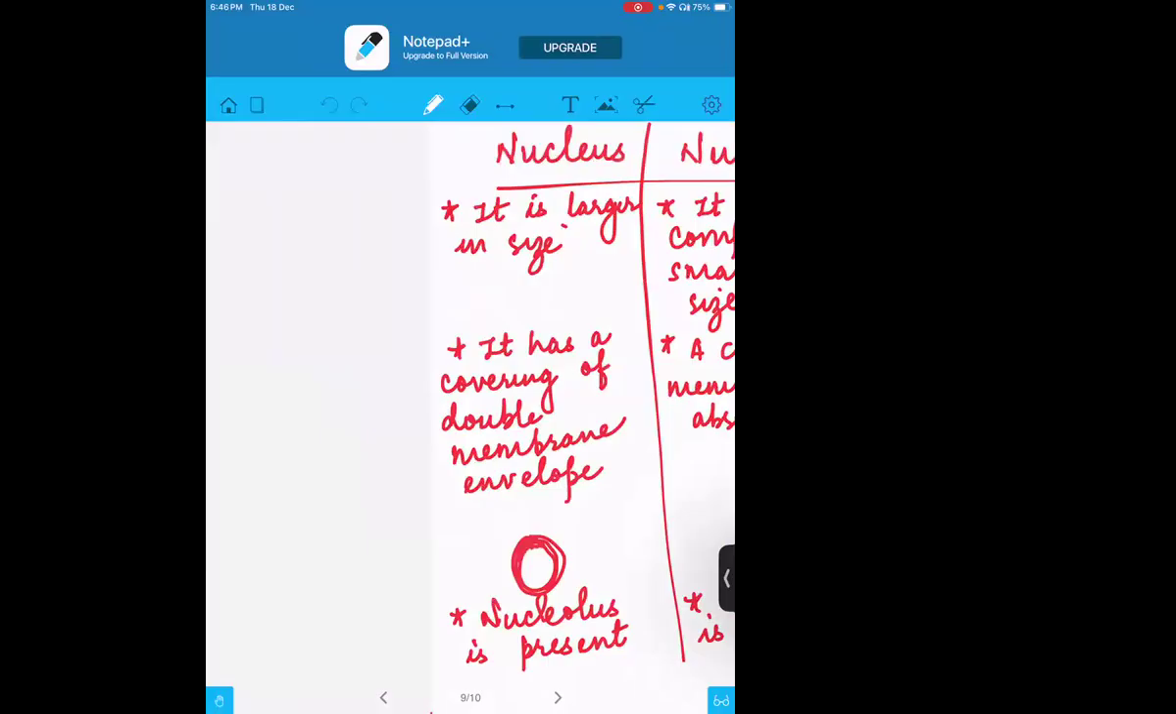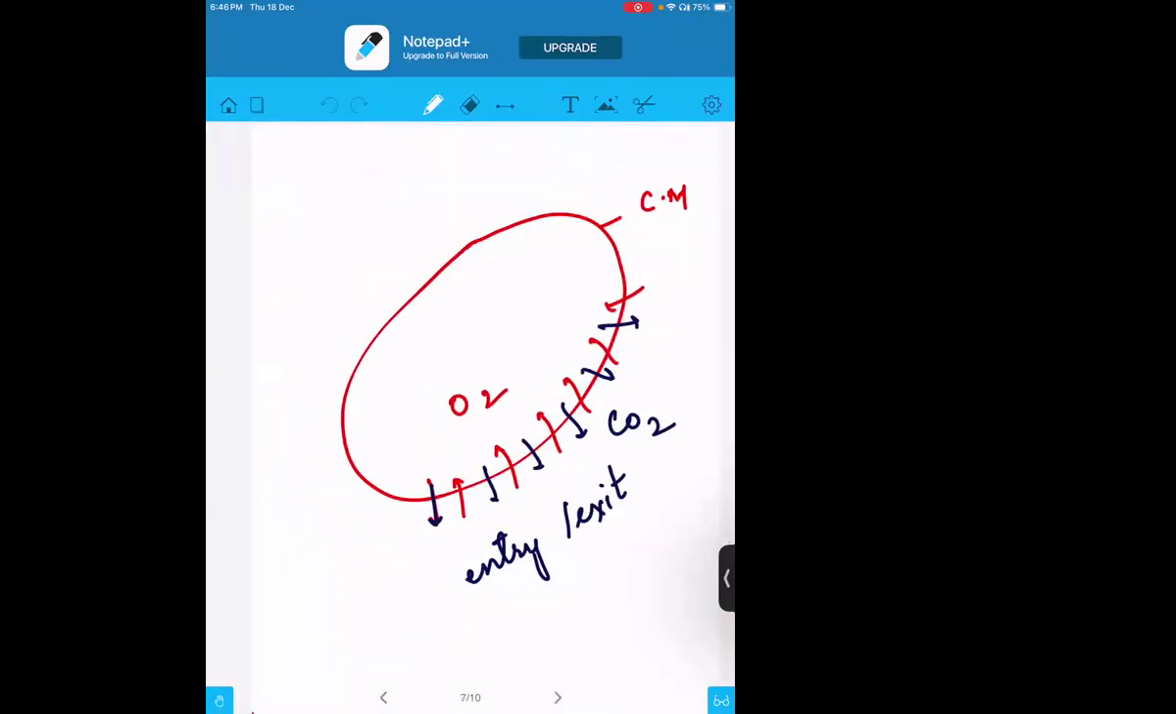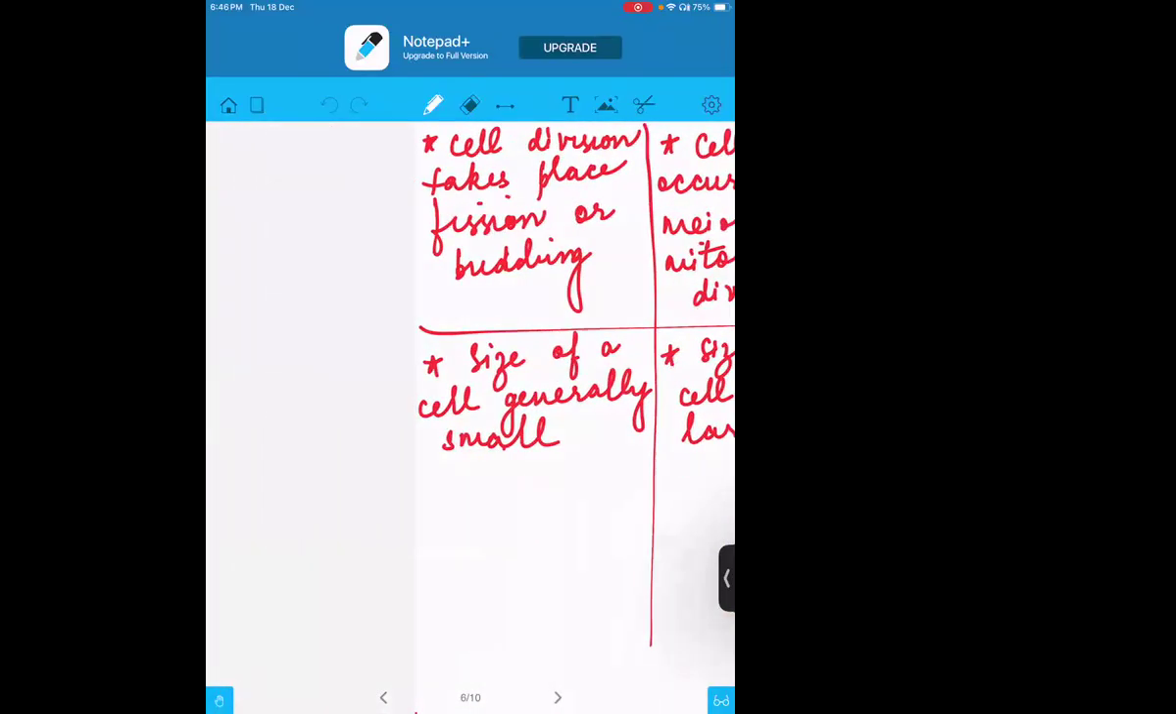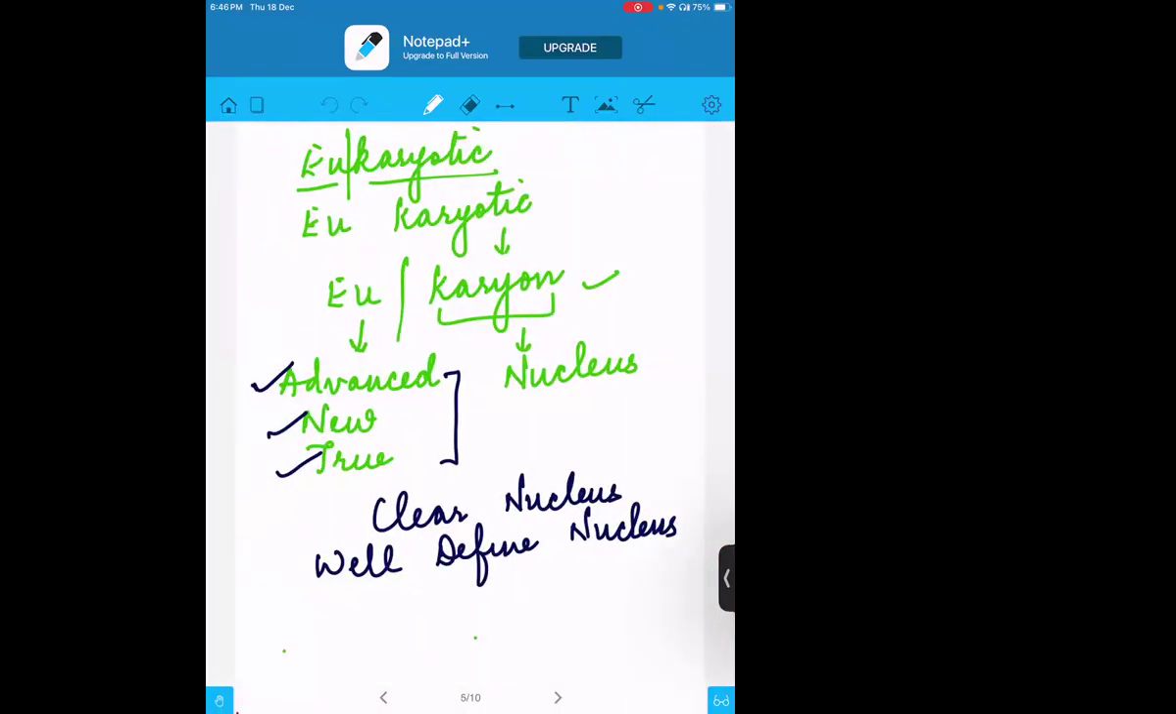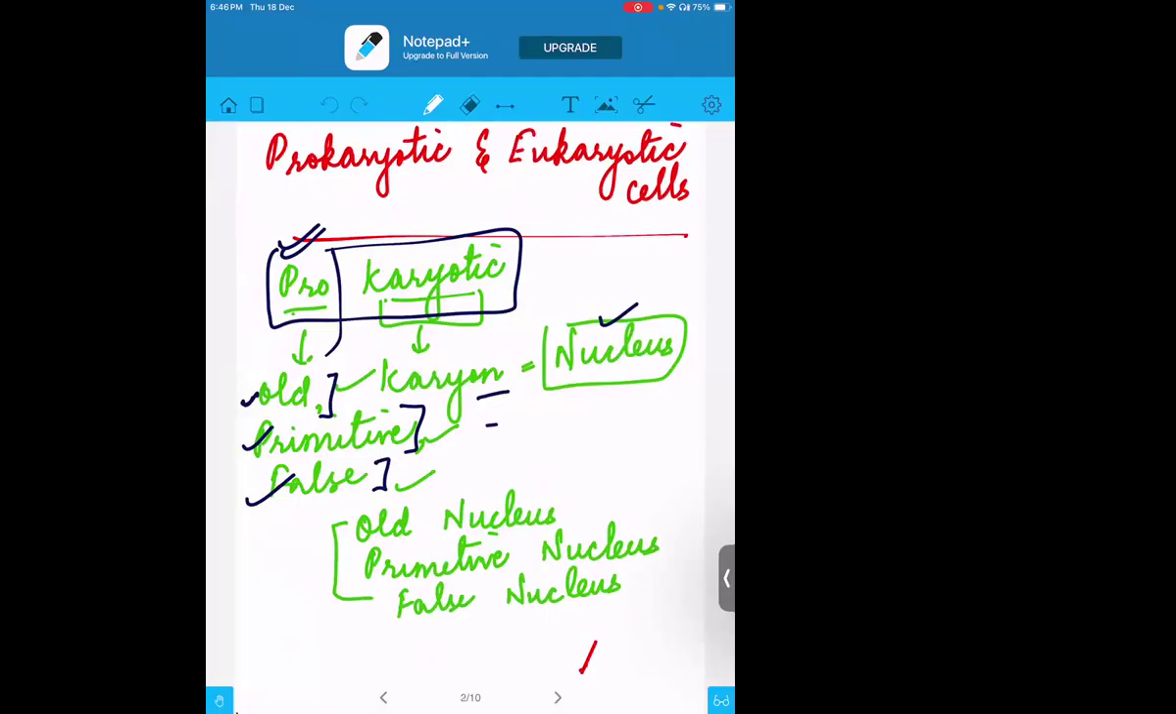So these are like 3 marks questions they will directly be asking you in the exam. So we'll have a quick revision. Prokaryotic and eukaryotic. Pro means old, primitive, or false. And karyotic is derived from the word karyon, which means the nucleus. So they will have the old nucleus, or the primitive nucleus, or the false nucleus.